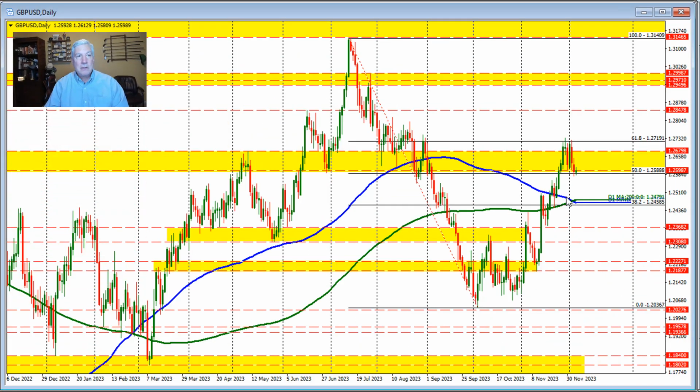If we look at this currency pair, we did move below the 50% retracement of the move down from the high price that we saw in the month of July to the low price that we saw in the month of October. The 50% retracement comes in at 1.2588, and we're currently trading at 1.2600, right at that natural level. So we did move back above that 50% retracement at 1.2588.